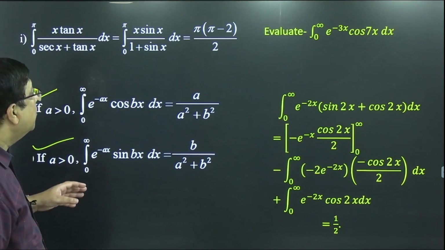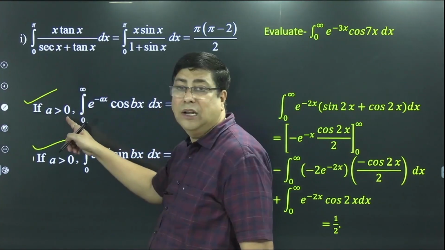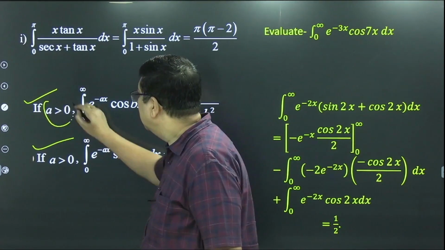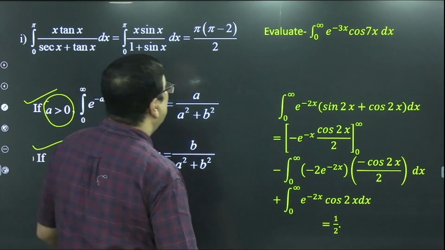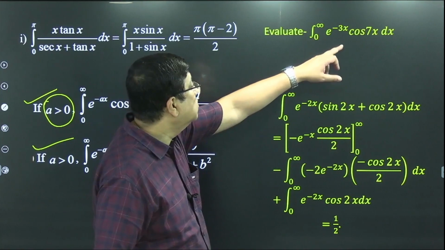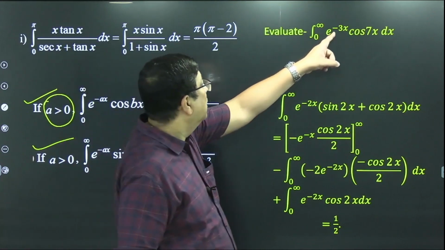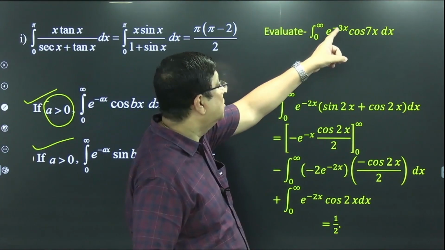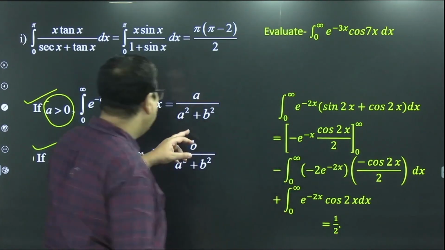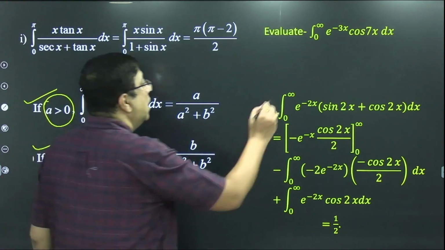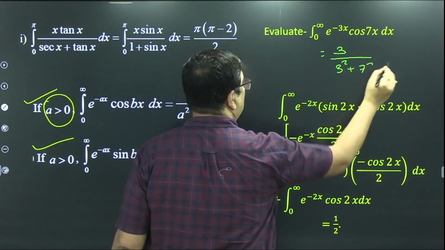So for example, I am giving you one example here, 0 to infinity, and remember one thing here, e to the power minus ax, a is greater than 0. For example, 0 to infinity e to the power minus 3x cos 7x, a should be greater than 0. It means a is here 3. Compare with the formulas, a is here 3. So it will be a by a square plus b square, so we can write 3 by 3 square plus 7 square, like this.